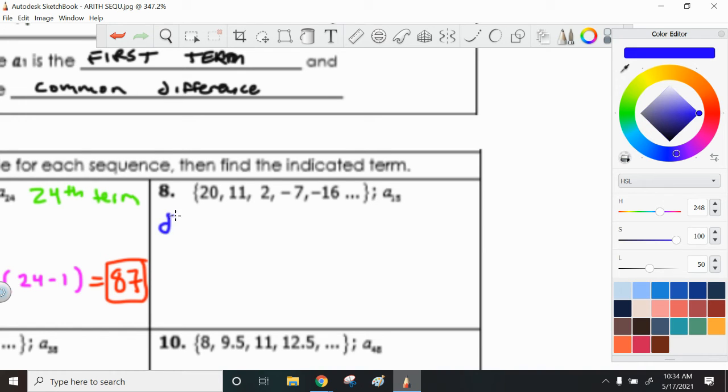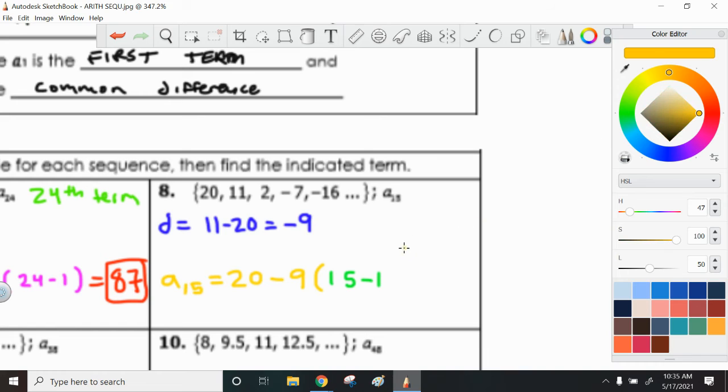Right, if you're not sure, you can do the second one minus the first one, which is -9. We're looking for the 15th term, so we want term 15, which should be the starting number minus the 9 repeated a whole bunch of times, okay? And in fact, we're going to need to repeat it 15 minus 1 times.